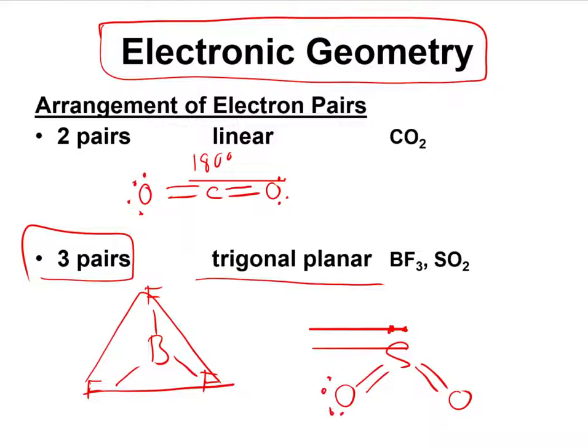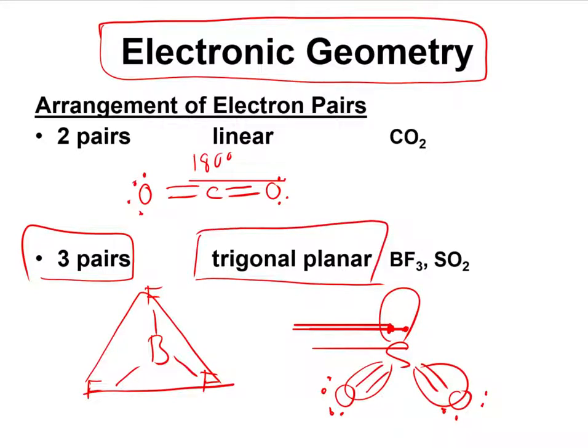Anyway, SO2 has a lone pair and two bonded pairs. Right, not pairs, but bonded regions. So they have three regions. So its electronic geometry is also trigonal planar, but its molecular geometry is not. Its molecular geometry is bent.